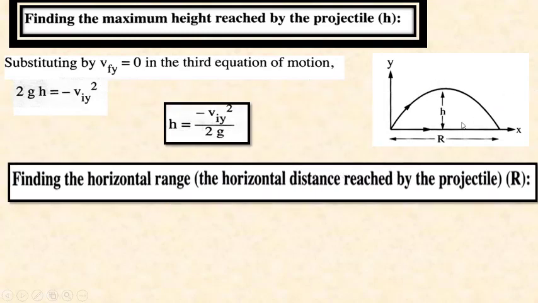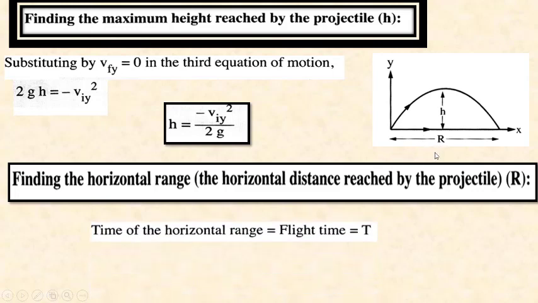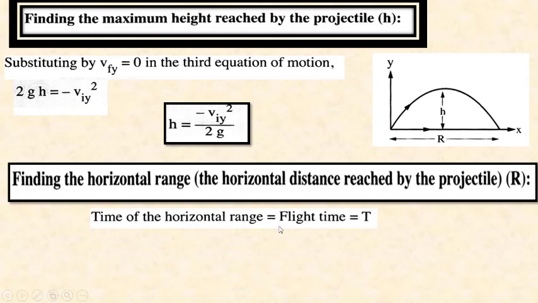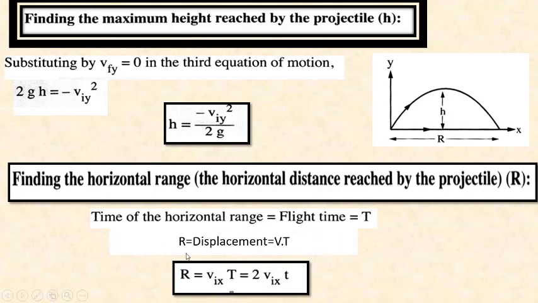Then I have to get this displacement, which is known as the horizontal range, symbolized by R. Time of horizontal range equals flight time. R equals velocity multiplied by time, so R equals vix times T, or vix times 2 viy over g. Note the maximum range is achieved by the projectile when it is projected at angle 45.